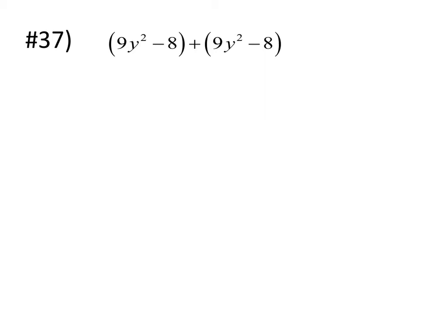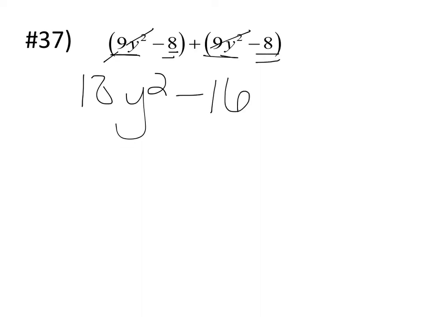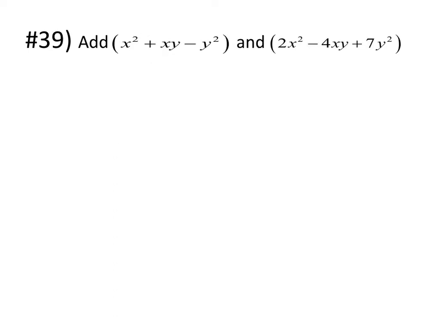Okay, so 9y squared minus 8 plus 9y squared minus 8. So remember, you're just combining like terms. You're just distributing a 1, so you can just drop the parentheses. So you have 9y squared plus 9y squared is 18y squared. And then that gets rid of those. And then you have negative 8 minus 8 is negative 16. So it's 18y squared minus 16. You can't go any further because they're not like terms.